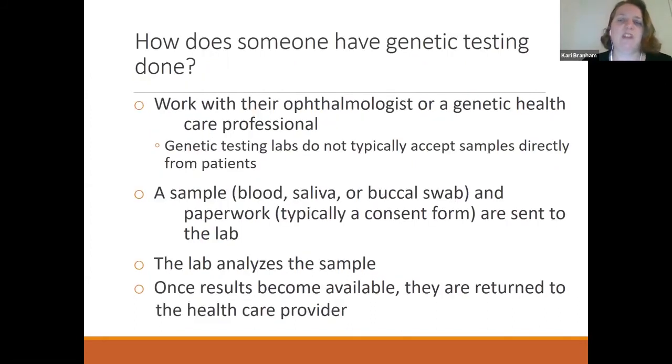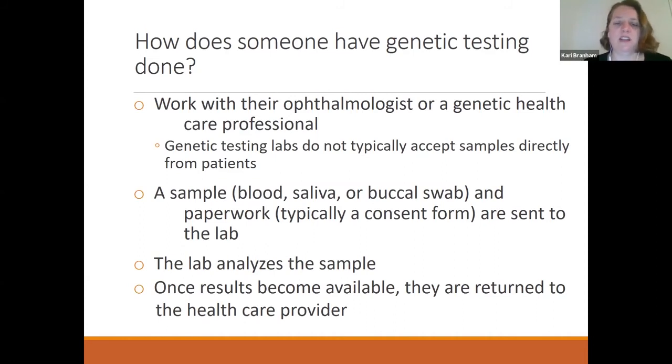So how does someone generally have genetic testing done? Typically, patients cannot submit samples on their own. They have to work with their healthcare professional. There are some ophthalmologists who are very familiar with genetics and genetic testing, and others who are not so much. So some ophthalmologists may be comfortable ordering this testing, whereas others may not. But if your ophthalmologist was not comfortable ordering the testing, you can always seek out a genetic health professional, such as a geneticist or a genetic counselor, who could help you navigate through that process.